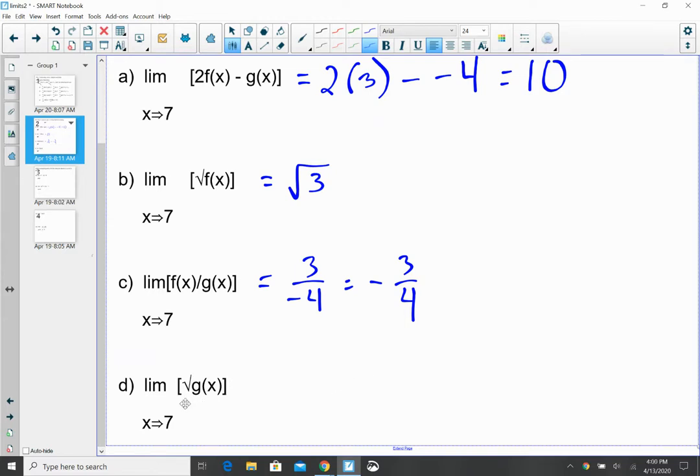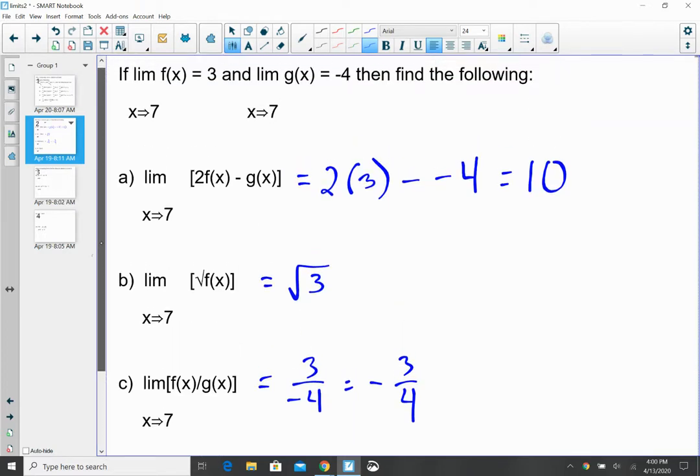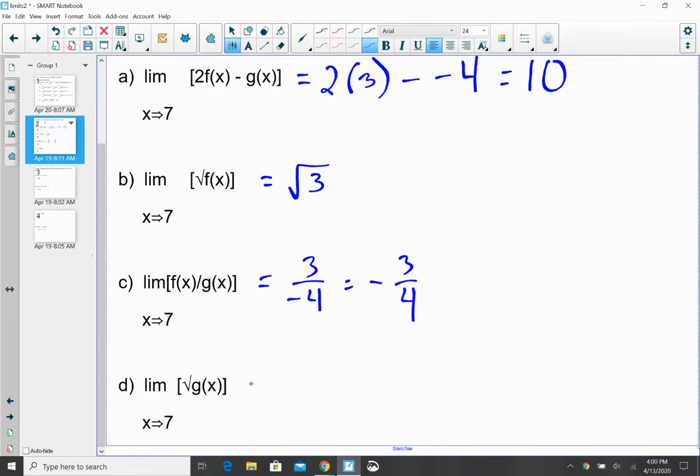I forgot about that one. Now there's the square root of g. G is going to -4. So you have the square root of -4. Problem here. You guys know that this is imaginary. Well, if it's imaginary, like most of your friends, it does not exist. Do you remember that? It does not exist. So we can have times where these limits also do not exist.